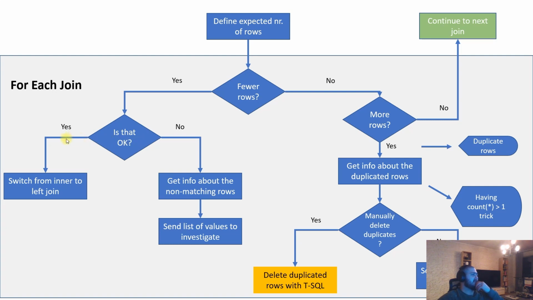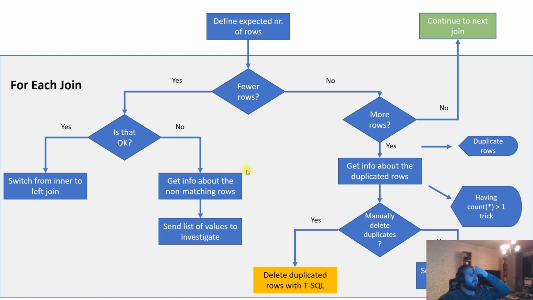And if that is okay, then we can switch from, let's say, an inner join to a left join. We're doing an inner join now and we're losing some customers and some transactions, but this is okay, so we can switch from an inner join to a left join, and then we will get everything from the sales table, even though we don't get a match in the customers table. But if that's not okay, then it means that there's an error, because we should get a match on all of the customers from our transactions, but we don't.